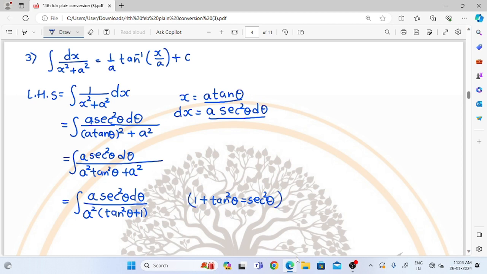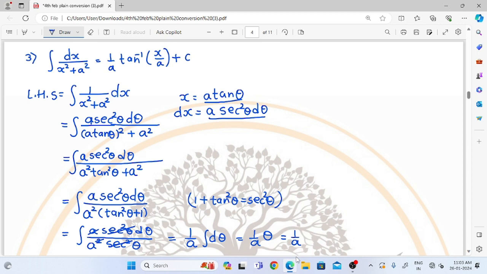So this identity we will use here. The numerator is as it is, a sec square theta d theta, divided by a square, and 1 plus tan square theta is nothing but sec square theta. From numerator and denominator sec square theta will get cancelled, and one a will get cancelled, so one a will remain in the denominator. That we take outside, so 1 upon a outside, integration of d theta, and integration of d theta is nothing but theta. So 1 upon a as it is.